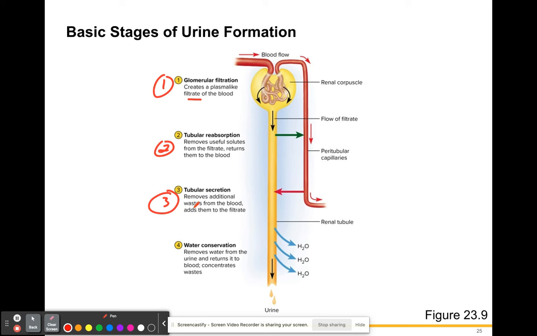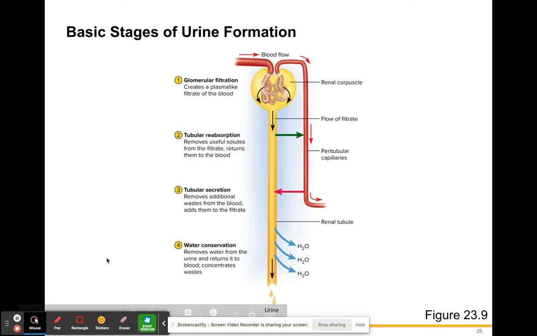Okay, after that, we're going to have tubular secretion, which is going to remove the wastes that are left, right? So after we take the good things out, we're going to be left with stuff that's not really great for us that we want to get rid of in the first place, and that's going to be secreted by tubular secretion. And then the last thing we're going to have is water conservation, which is going to remove water from your urine and concentrate your urine and concentrate the wastes. We don't want to have highly watered down urine. We want to take that water out of the urine and give it back to the body whenever we can.